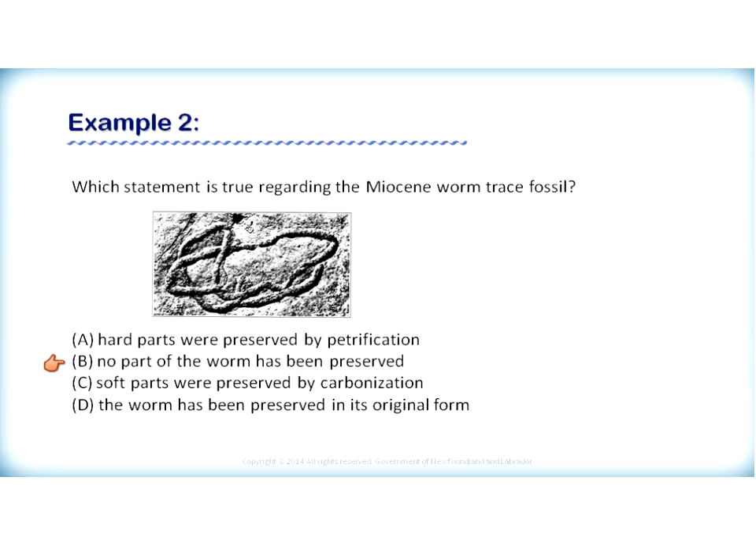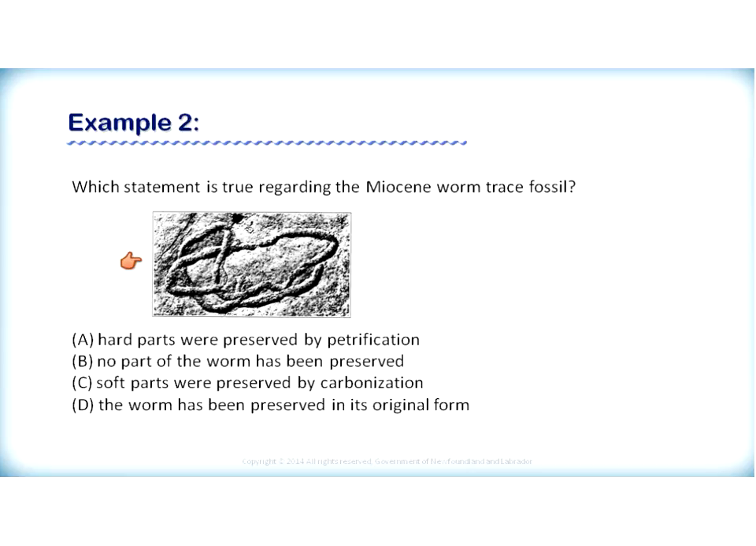Choice B, no part of the worm has been preserved, which can be true. C, soft parts were preserved by carbonization. In this case, we do not see any residue of carbon as a fossil, so C would not be a good choice. And D, the worm has been preserved in its original form.